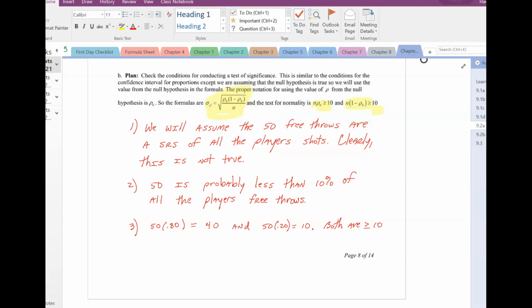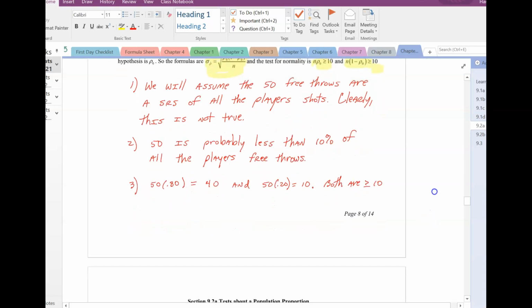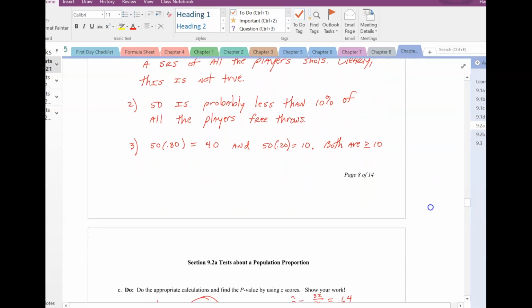50 is probably less than 10% of all the free throws the player has shot. And then in the end, the expected number of successes and failures are both at least 10. So this is just addressing the conditions. The randomness is really actually not met, but that's the planning step. The next step is to actually carry out the test. So what does carrying out the test mean?